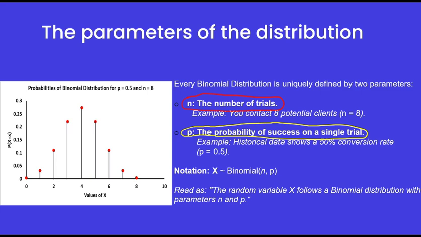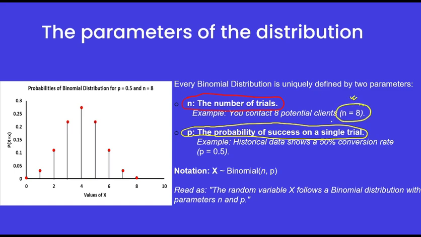So this individual has given you a list, and from the list you have sorted out 8 people you will approach before the lunch break. So these are 8 potential customers you will be calling. So your N value is 8.